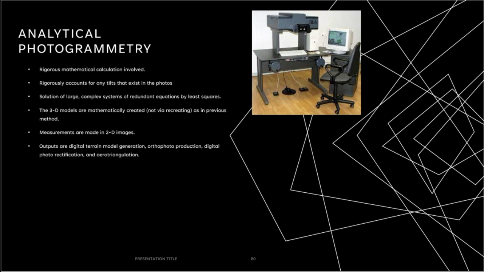So analytical photogrammetry is a rigorous mathematical calculation. It rigorously accounts for any tilts that exist in the photos, the solution of large complex systems of redundant equations by least squares. The 3D models are mathematically created, as in previous methods that I just described in the last slide. So measurements are made in 2D images, and then the outputs are digital terrain model generation, orthophoto production, digital photo rectification, and aerotriangulation.